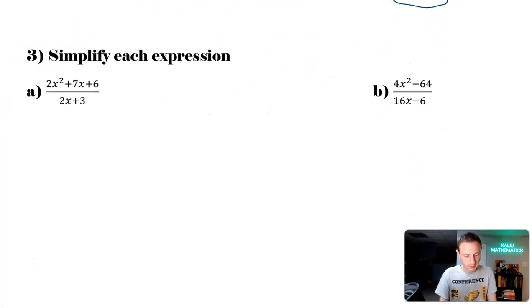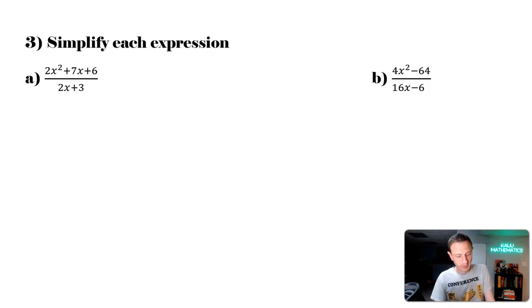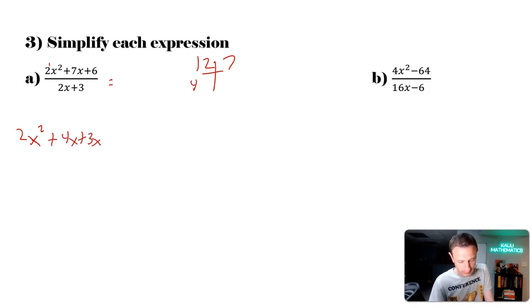All right, let's move on to some more simplifying. So here we have 2x squared plus 7x plus 6 over 2x plus 3. I don't have a GCF that I can factor out, so I have to use the AC method. 2 times 6 is 12. Two numbers that multiply to 12 and add up to 7 are 4 and 3. I'm going to be pretty quick about factoring here, since the lesson here is not factoring, it's simplifying. So 2x squared plus 4x plus 3x plus 6.